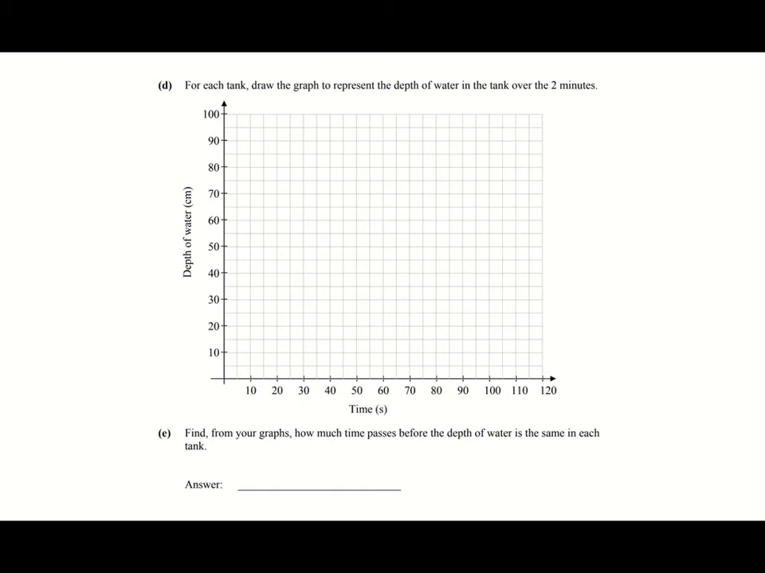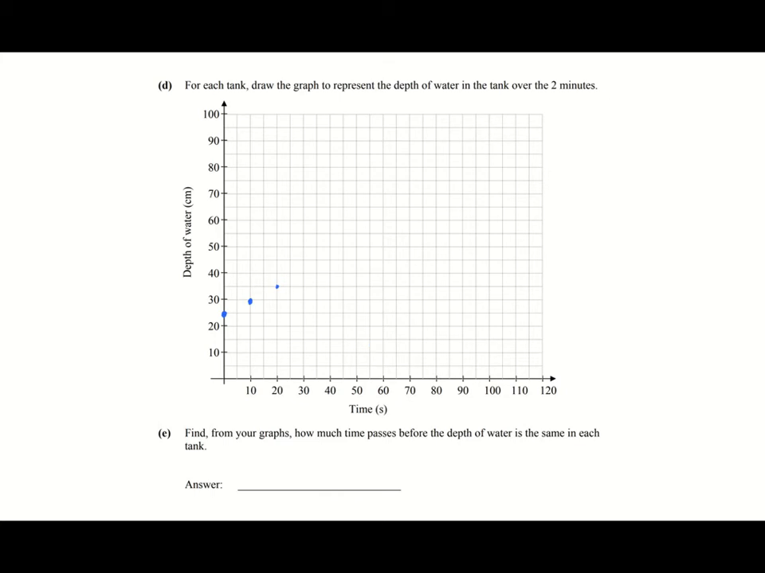So in part D, you simply have to put the data from your table into a graph. I would use two different colors here to show your different lines. So I'm going to use blue for tank A, and that starts at 25. And it increased 5 centimeters every 10 seconds. So it went to 30 at 10 seconds. It went to 35 at 20 seconds, and so on.